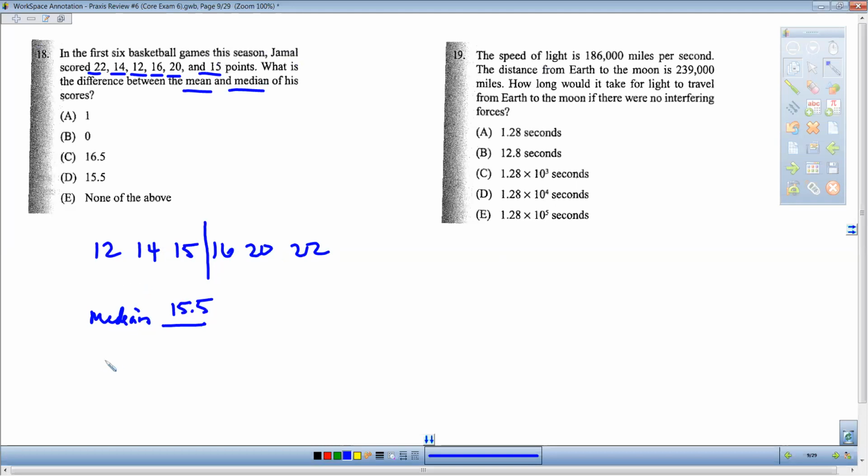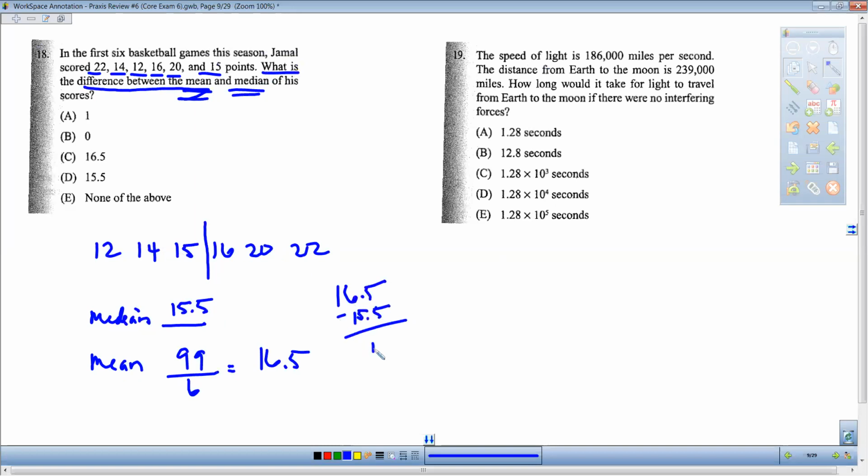And then the mean is your average. So you need to find the sum of these 6 numbers. So add 12, 14, 15, 16, 20, and 22, and you're going to get 99. You're going to divide that by 6, and you're going to find that to be 16.5 as the average. What was the question? What is the difference between the mean and the median? So 16.5 minus 15.5 gives you 1.